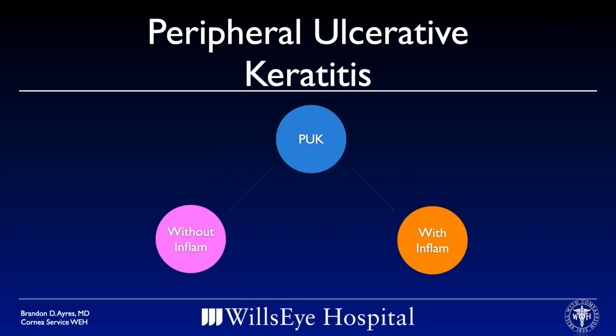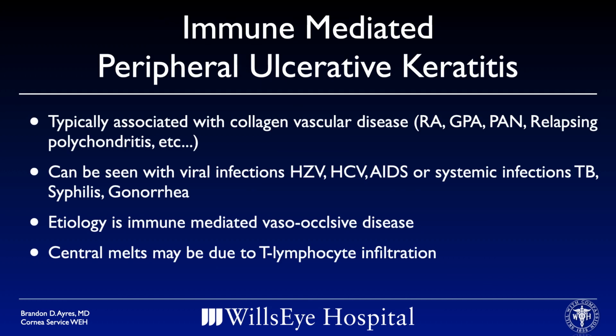All right, once again, we've got our lumpers and splitters, and peripheral ulcerative keratitis can be divided into two categories. One is with inflammation and one is without inflammation. And let's first talk about peripheral ulcerative keratitis with inflammation.